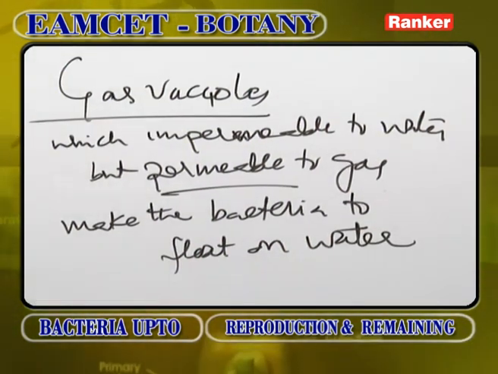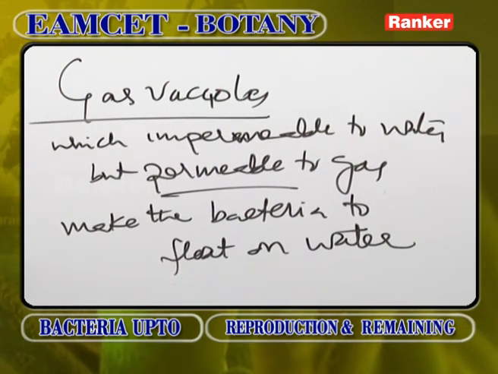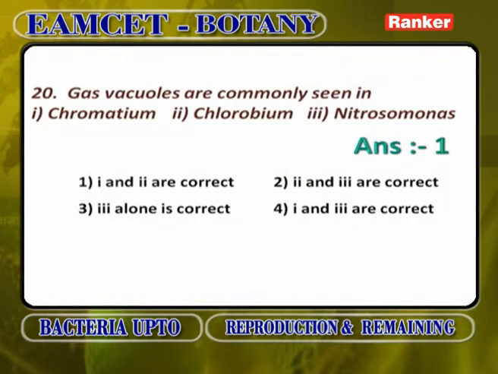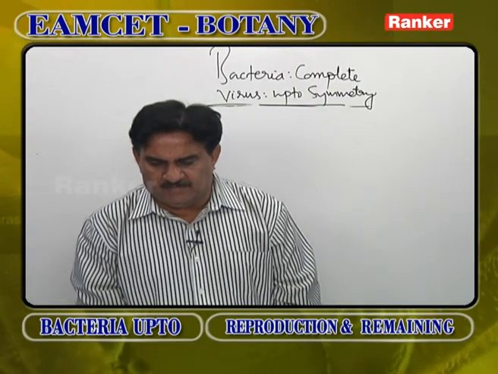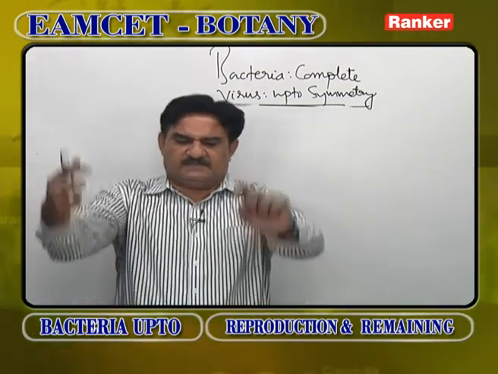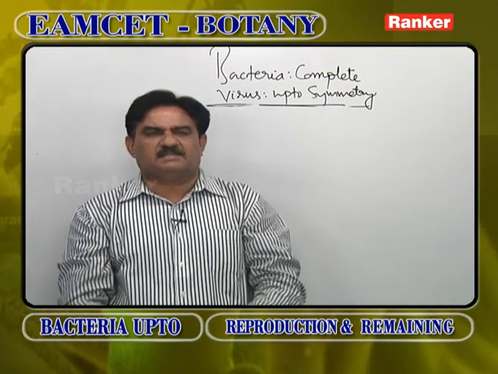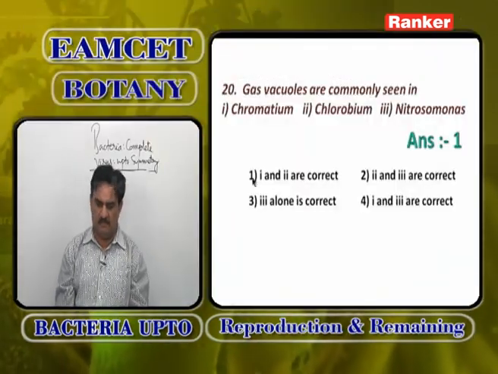So, gas vacuoles are very important. These gas vacuoles are impermeable to water. They do not allow water to go inside, but they are permeable to gases. They allow the gas to pass through. Chromatium, Chlorobium, Nitrosomonas. Chromatium and Chlorobium show gas vacuoles. Nitrosomonas does not show gas vacuoles. So, the answer is 1 and 2 are correct.